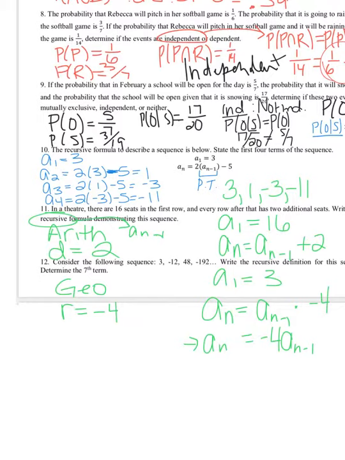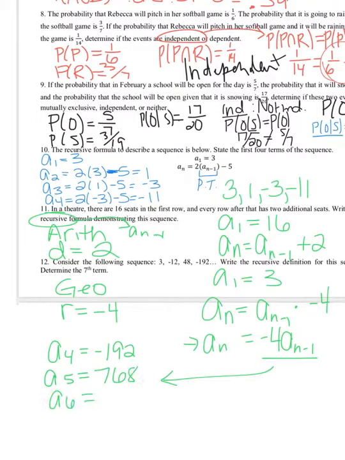And then it wants to know the 7th term. So I have that the 4th term is negative 192. So the 5th term, I would do using this formula. The 5th term, I would do negative 4 times negative 192. Gives me 768. The 6th term, I multiply that times negative 4, gives me negative 3072. And then the last one, so this is my answer here. A sub 7 is equal to 12,288.